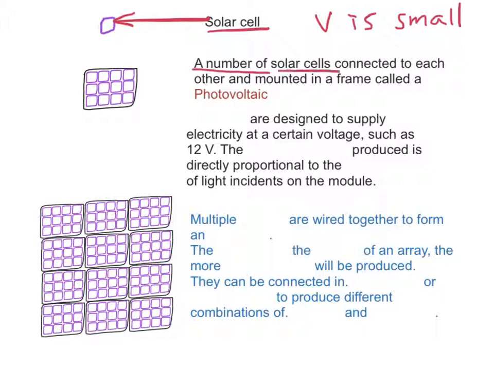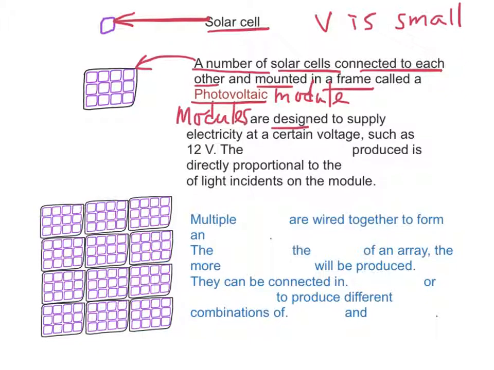When a number of solar cells are connected to each other and mounted in a frame called a photovoltaic module, the modules are designed to supply electricity at a certain voltage, such as 12 volts. The current produced by the module is directly proportional to the amount of light incident on the module.